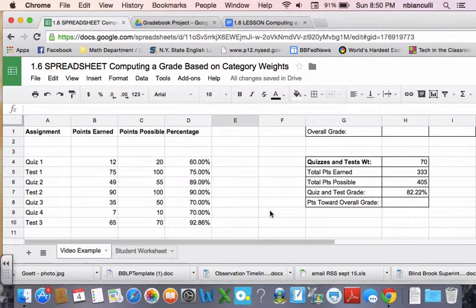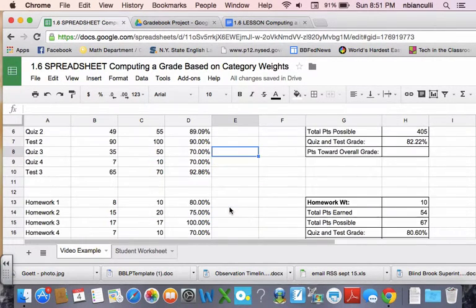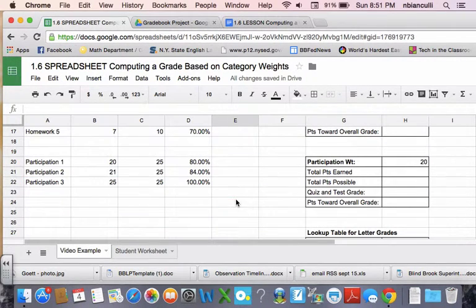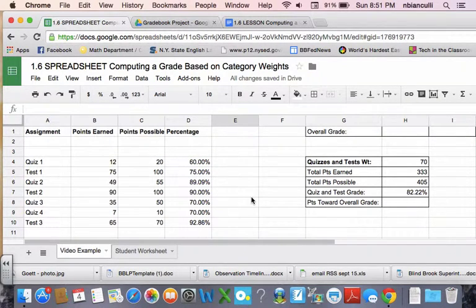Okay, so this video is about, as you can see, computing a grade based on category weights. If we look at this grade book, we have quizzes and tests in one category, okay? We have homework grades in another category, and in the third category, we have our participation grades. Each category is kind of separate from the others.